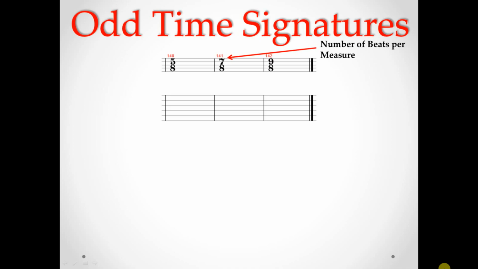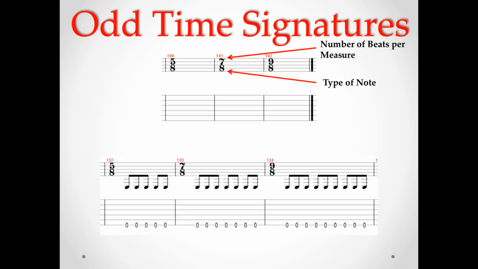So again, the top number represents the number of beats per measure, and this one represents the type of note. So in 7/8 time, there are 7 eighth notes per measure. In 9/8 time, there are 9 eighth notes per measure, and so on for any sort of odd number on the top. Now, the real trick comes when you actually start to count these things, and I think that's where a lot of people really kind of get confused. I know that's where I got confused with actually counting odd time signatures.